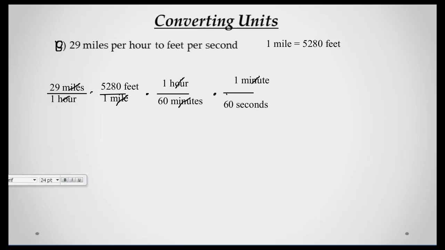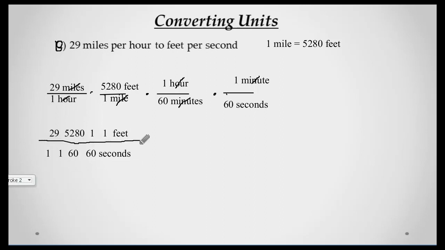And now at this point, we need to just get our calculator out and we're going to type some numbers in. So on the top, I am going to have 29 times 5,280 times 1 times 1, and the only thing left is feet, over 1 times 1 times 60 times 60, and the only units down there are seconds. So we're going to go plug these into the calculator. You guys grab your calculators and plug them in and make sure that you are getting the same answer as me. So on the top, I am going to have 29 times 5,280 times 1 times 1, and that will come out to 153,120 feet. And that's going to be over 1 times 1 times 60 times 60, which is 3,600 seconds.